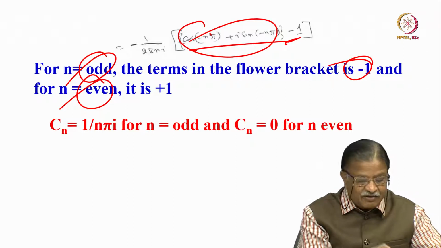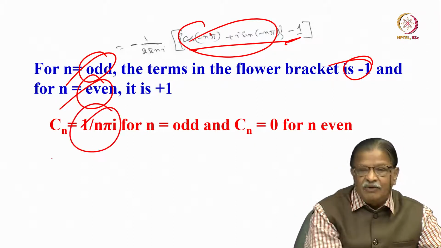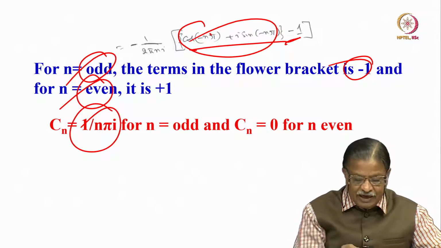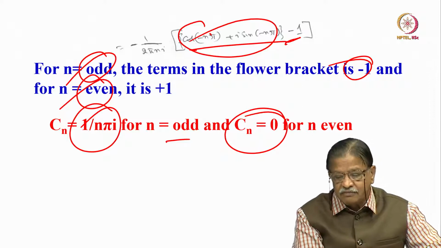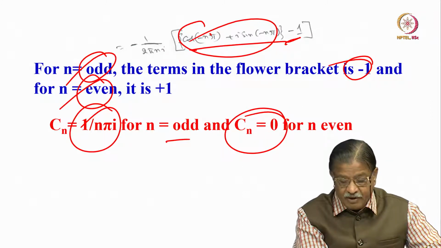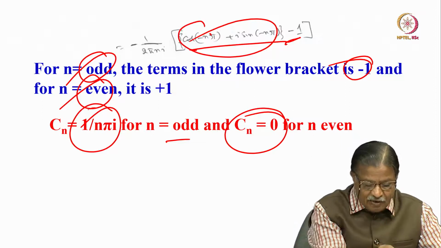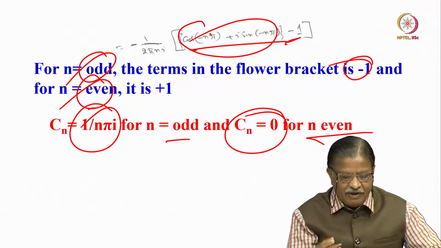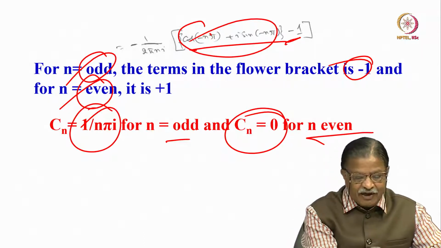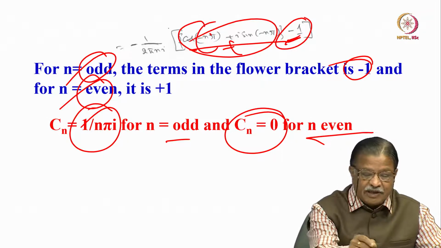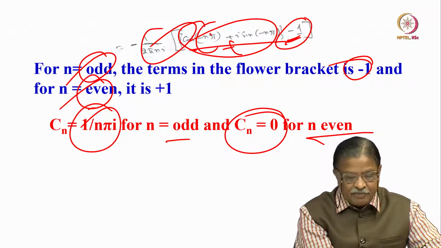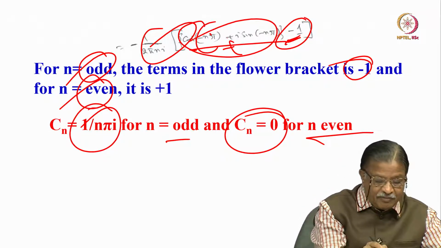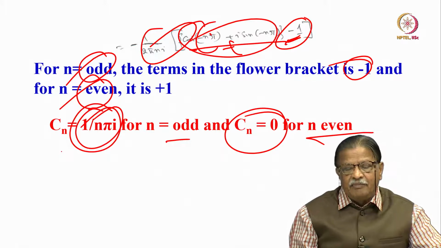You look at it. For Cn, we can simply write 1 over n pi i. I am sorry, this is 1 over n pi i for n equal to odd, and it is 0 for n equal to even. So, from this you can find that when n is even, it is plus 1. Plus 1 minus 1 here cancel, this term becomes 0. That is what happens. So, for n equal to an even number, Cn is equal to 0. For n equal to an odd number, Cn turns out to be 1 over i into n into pi.